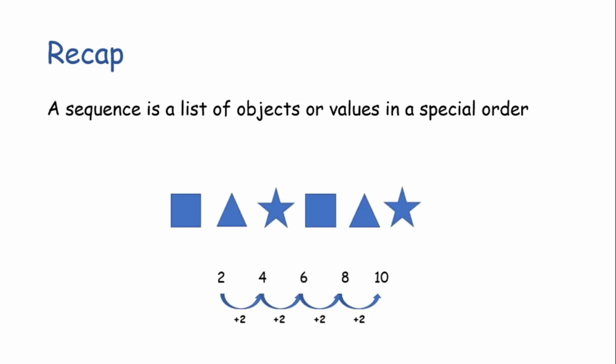Here we have two examples. We have a sequence that is given by a square, triangle, star, which is then followed by a square, triangle, star. Similarly, we have a sequence given by 2, 4, 6, 8, and 10. Here we can see that each following term is derived by adding 2 to the previous term. Remember, the term refers to each number, element, or object in the sequence.